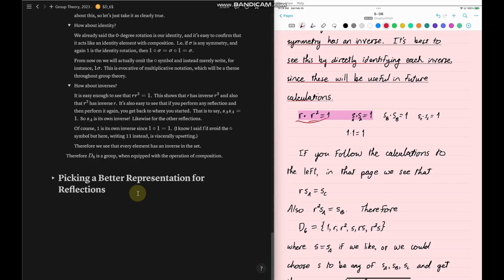Any reflection is going to be its own inverse, because if you reflect and then do that same reflection again, you're back to where you started. So S_A is its own inverse, and likewise for the other reflections. It's also fairly straightforward that no matter what group you're in, the identity element is always its own inverse.